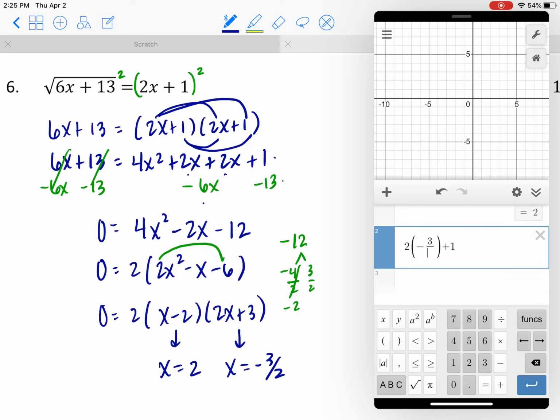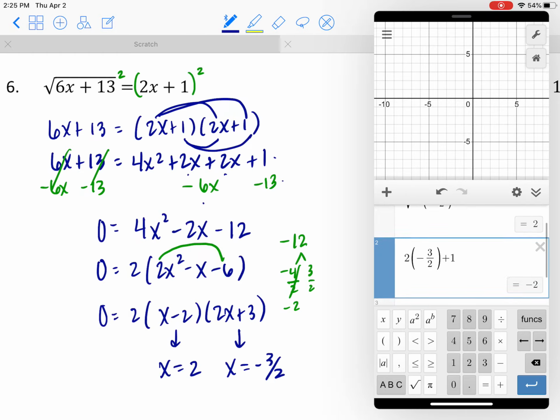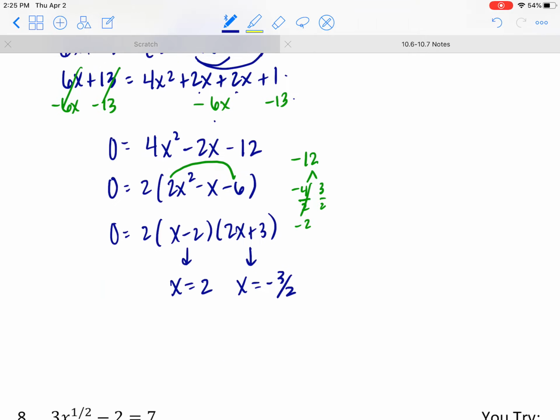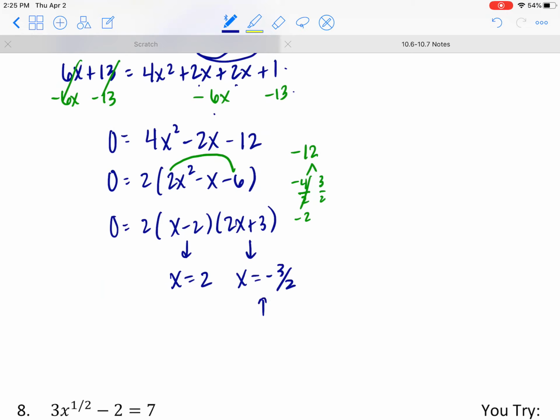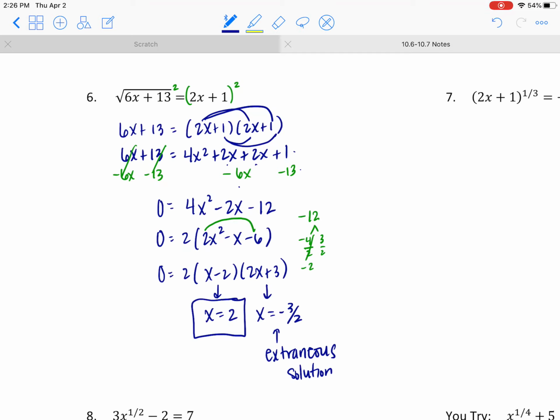Now I'm going to try this with the negative 3 halves. Now I'm just going to go back in here, delete out the 2 and type in negative 3 halves. And notice I have a positive 2 on the first result, negative 2 on the second result. Those two things are not equal, which means negative 3/2 is not a valid solution. So I verified with my calculator that this is extraneous and the other one works. So even though we got two solutions, we're not going to count the extraneous solution. So our only valid solution is x equals 2.